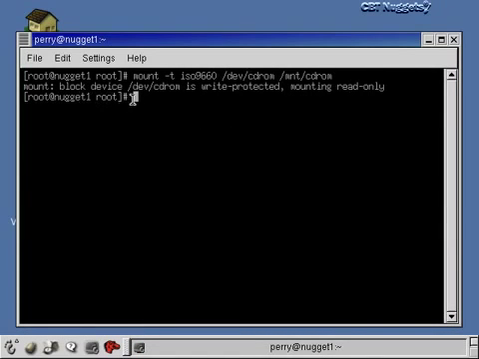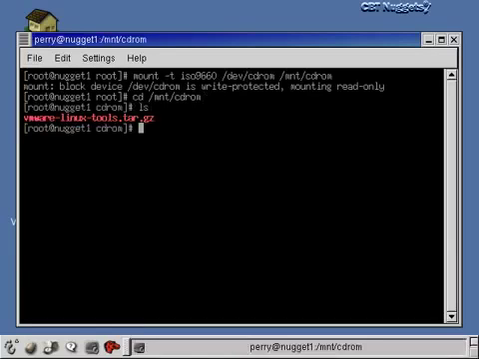So it says this block device dev CD-ROM is write protected, so it's mounting in read-only mode. That makes sense because I don't have a CD burner, I just have a CD player, so it makes sense that it's in read-only mode. So what I want to do now is go over to the mount CD-ROM directory and do an ls, and there you can see the exact same file that we saw before in the Nautilus window in the graphical format.